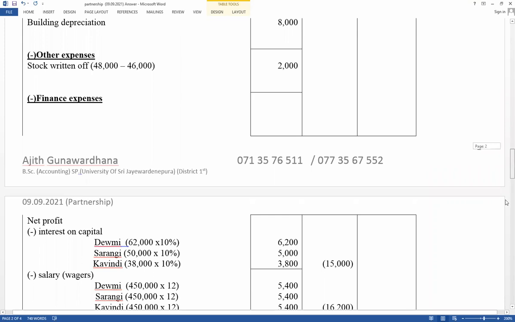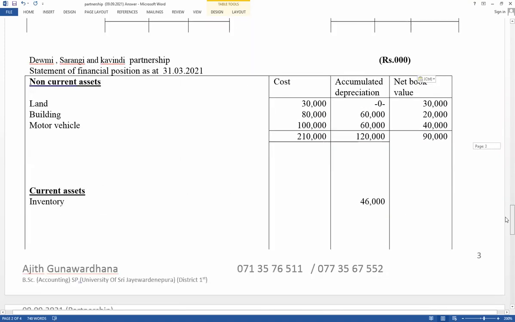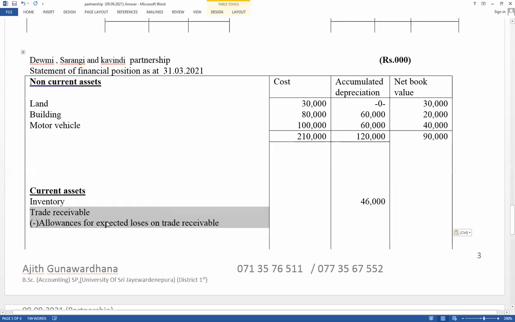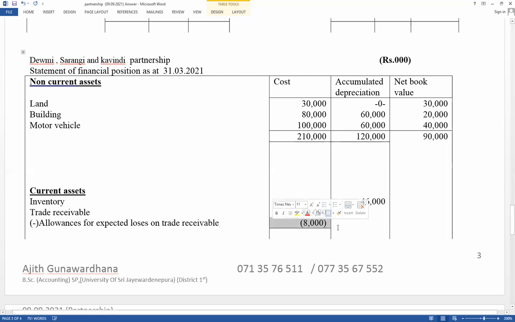And under current assets, think how to disclose trade receivable also. As trade receivable, closing balance equal 80,000. And from that value, 10% should be deducted as allowances for expected losses. Therefore, think how to disclose trade receivable under current assets. From trade receivable, deduct. Think trade receivable correct value equal 80,000. From that value, 10% should be deducted. Therefore, 10% equal 8,000. Therefore, 80,000 minus 8,000, correct trade receivable value equals 72,000.